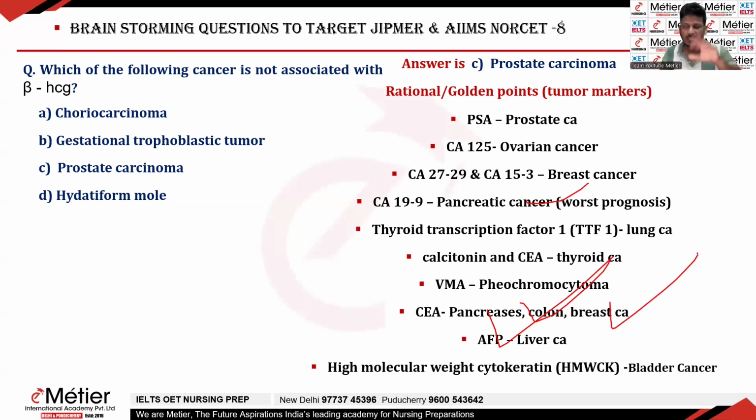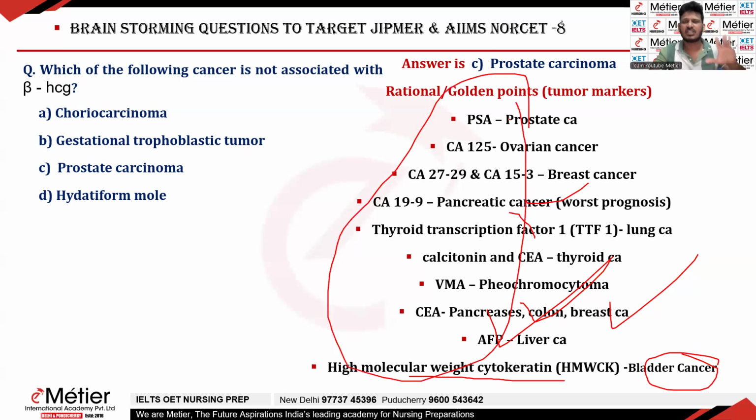And the last, very important, recently this question was asked in the exam: bladder cancer. What is the tumor marker? The tumor marker for bladder cancer is HMWCK. What is the full form of HMWCK? High molecular weight cytokeratin. See, all these tumor markers, please memorize them. These are all memory based things. Take a separate paper and write down the tumor markers.